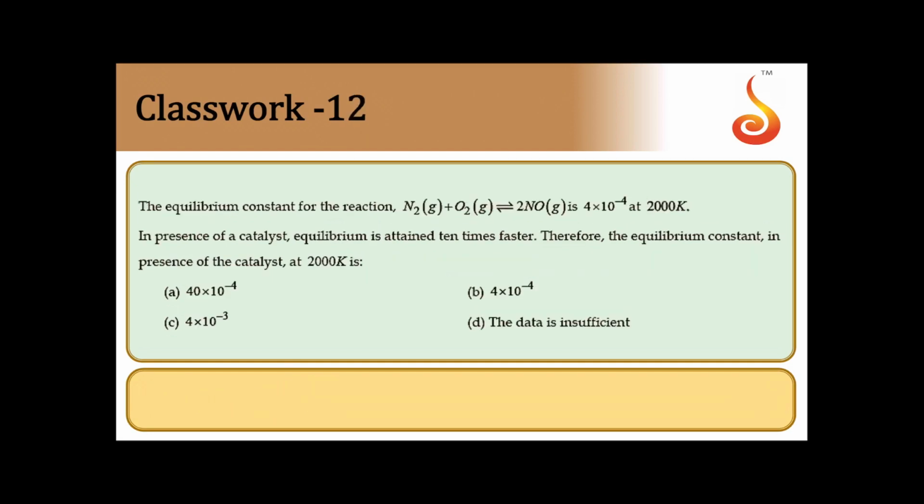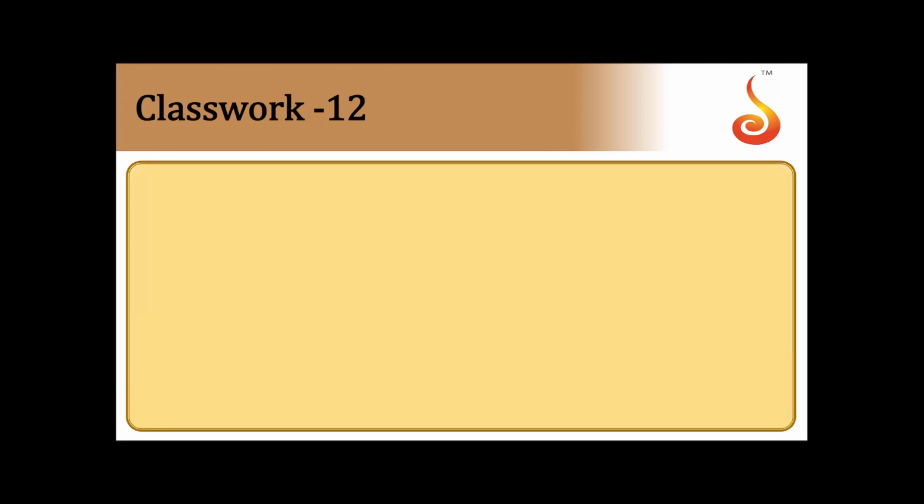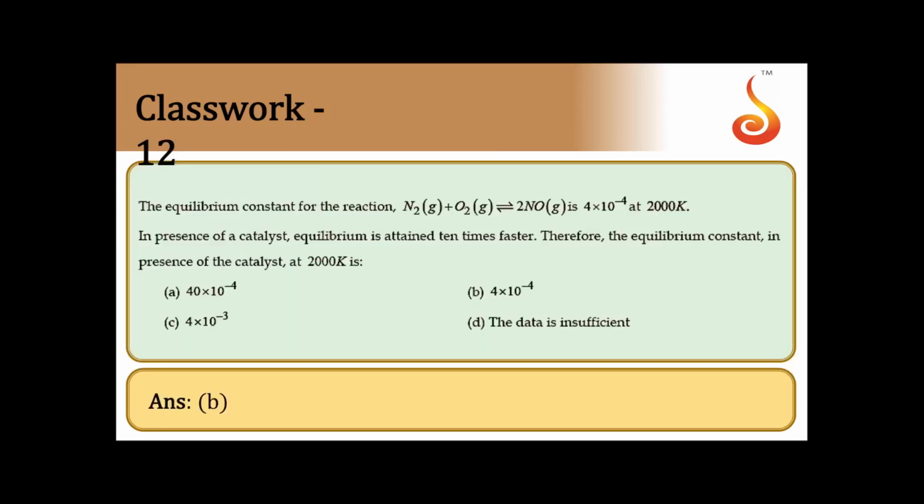The next one, the 12th one. Equilibrium constant for the reaction N2 plus O2 giving rise to 2NO is 4 into 10 to the power of minus 4. In the presence of catalyst, equilibrium is attained 10 times faster. Therefore, equilibrium constant in the presence of catalyst is. Kc is completely independent of catalyst. It only depends upon the temperature. Hence, the value will remain the same. So the answer is same value. So B is the correct answer.